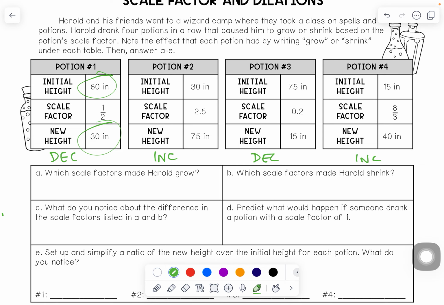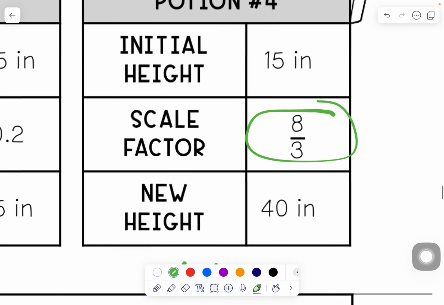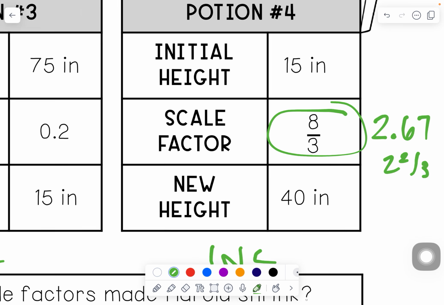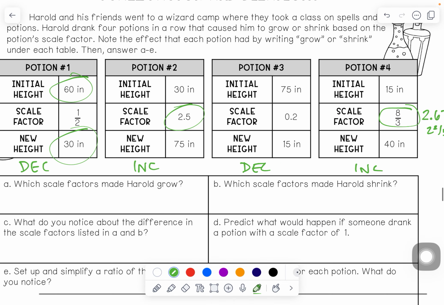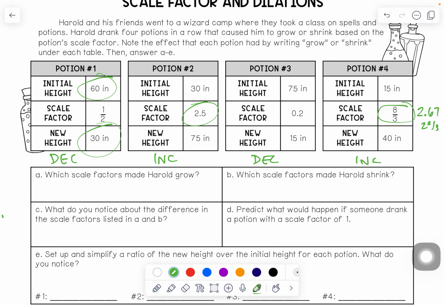Let's answer some questions about this. Which scale factors made Harold grow? So if we look at the two that increased, we have 2.5 and we have 8/3. Now 8/3 as a decimal is going to be 2.67, or 2 2/3 as a fraction. So which scale factors made Harold grow? That would be 2.5 and 2.67.